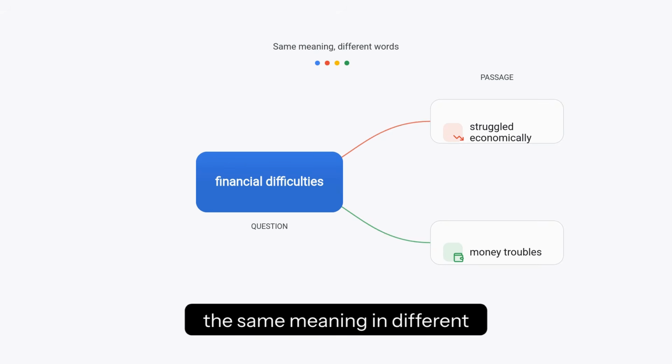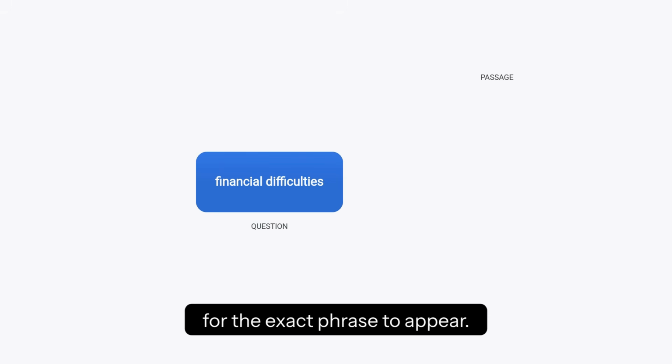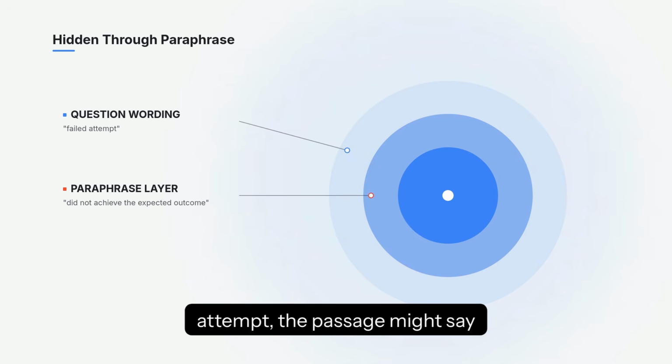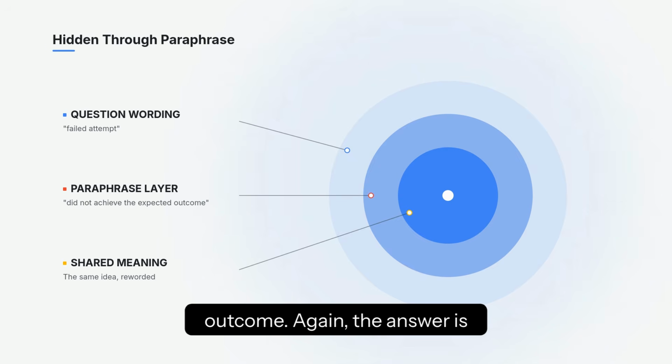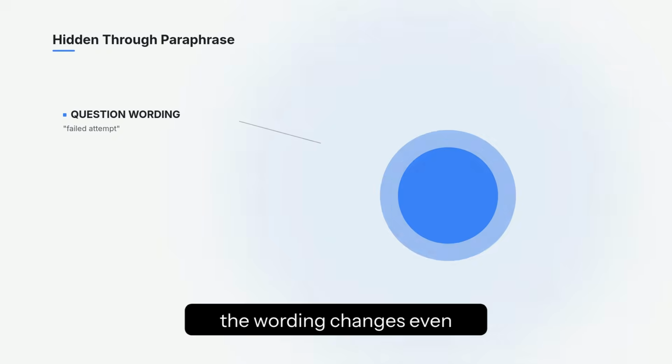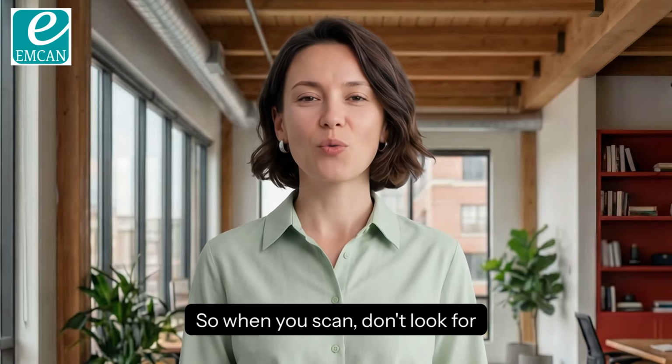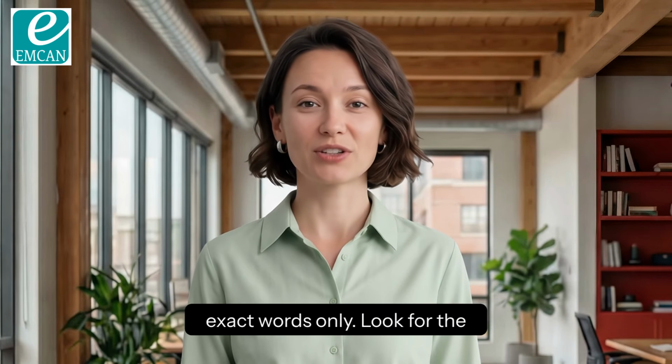It's the same meaning in different words, so learners need to notice the paraphrase match, not wait for the exact phrase to appear. If the question says failed attempt, the passage might say did not achieve the expected outcome. Again, the answer's hidden through paraphrase, so the wording changes even though the meaning stays the same. So when you scan, don't look for exact words only. Look for the idea wearing different language.